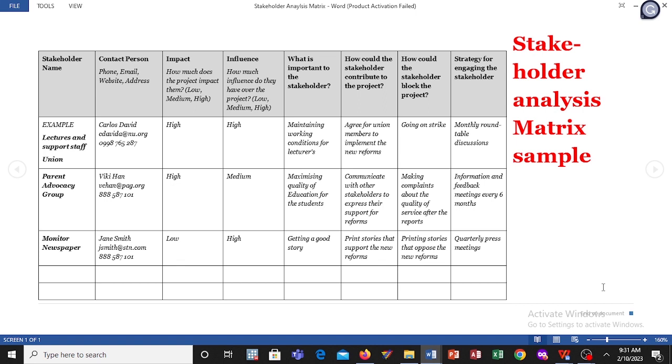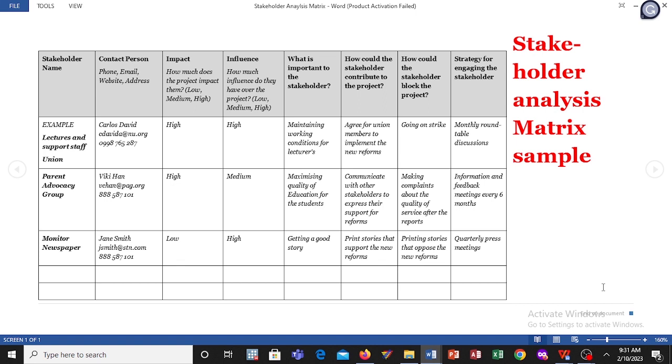By making complaints about the quality of service after the reports. Yeah, they can make complaints. Parents do that. Yeah, and how do you hope to engage them? The strategy for engaging them: information and feedback, and meeting them annually or every 6 months, to share and give them feedback on the progress so far.